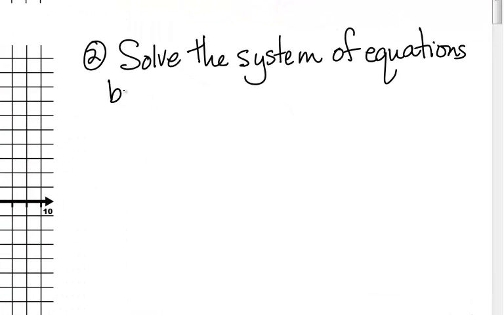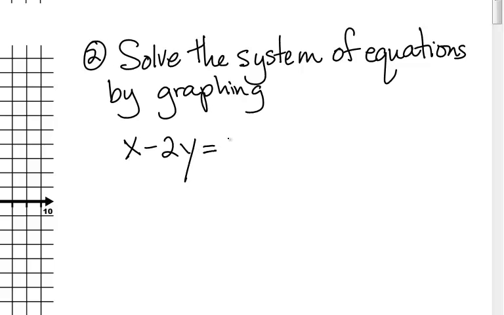By graphing. So not necessarily making a table of ordered pairs, but by graphing. One equation is x minus 2y equals 0. The other equation is x plus y equals 6. For both of those, I would get it in slope-intercept form, y equals mx plus b.